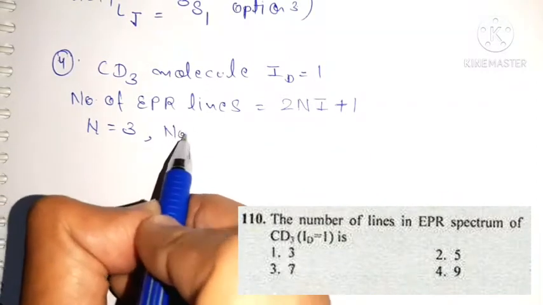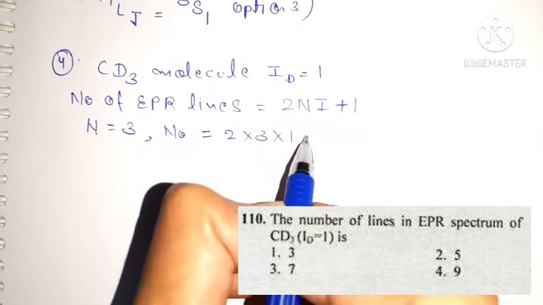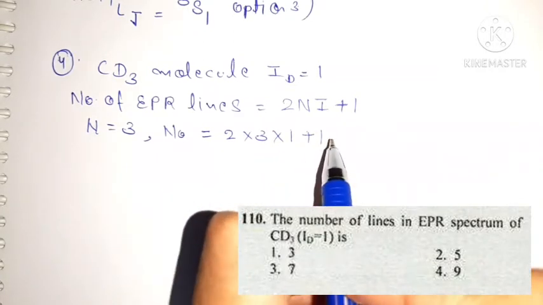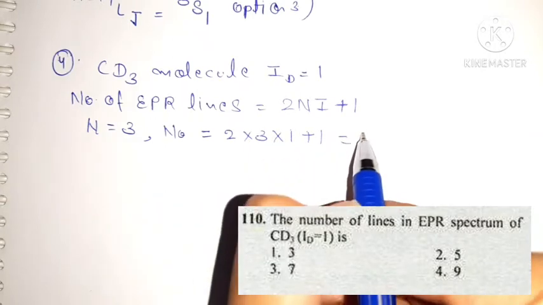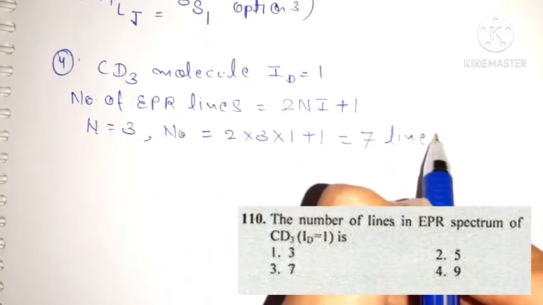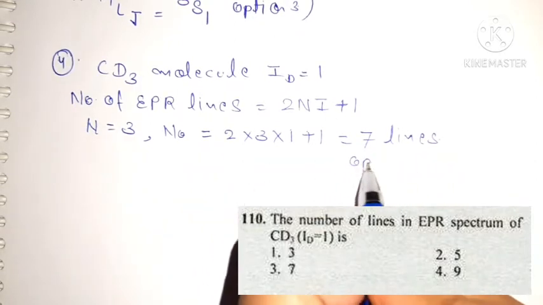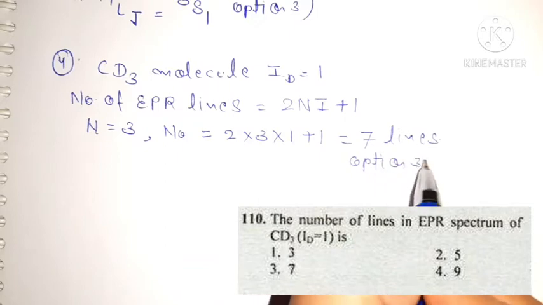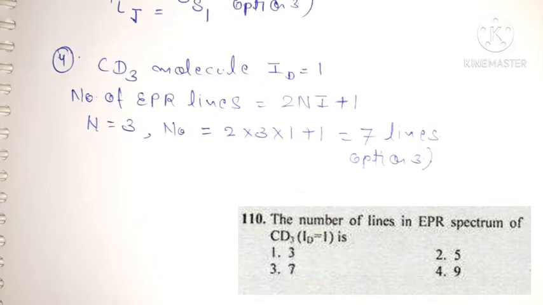So the number of EPR lines will be 2 into 3 into 1 plus 1, that is 2 into 3, that is 6 into 1, 6 plus 1, that is 7 lines. So the number of EPR lines of the CD3 molecule is 7 lines, which is your option number 3. Option number 3 is the correct answer of this question. I hope you understand it. It is a very simple question, friends.